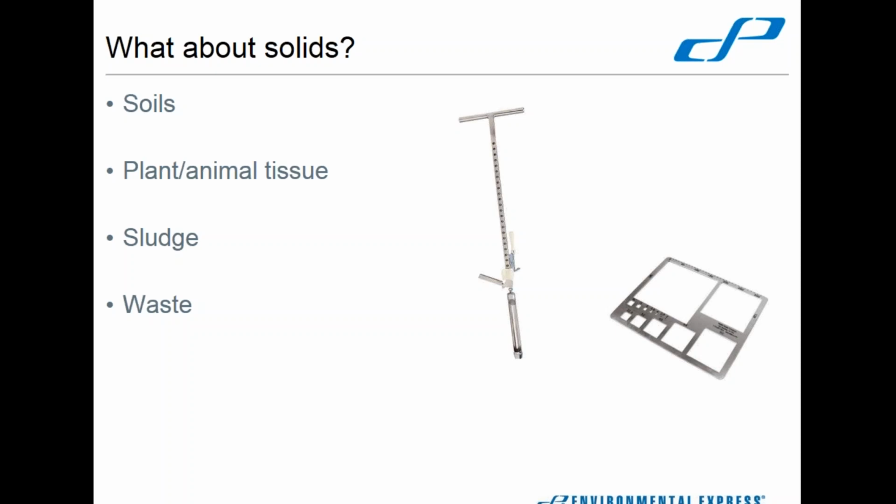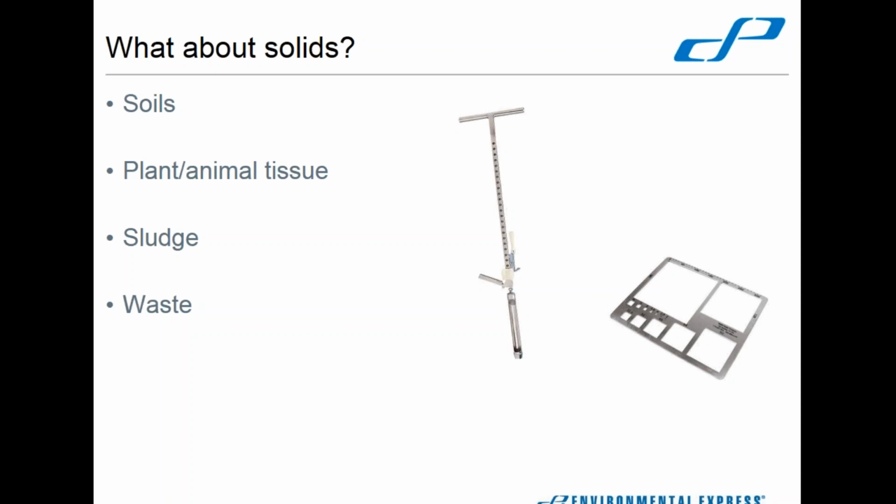Soils are non-homogeneous. You could stick your shovel in one place and get a totally different result 3 feet away. And that's because soils or other solid materials are discrete chunks of things. It could be soils, plant and animal tissue, sludge, waste out of a waste drum, out of a garbage can, out of your landfill.